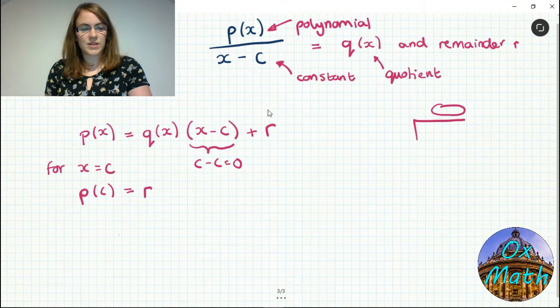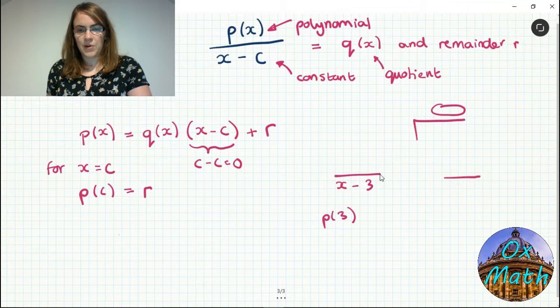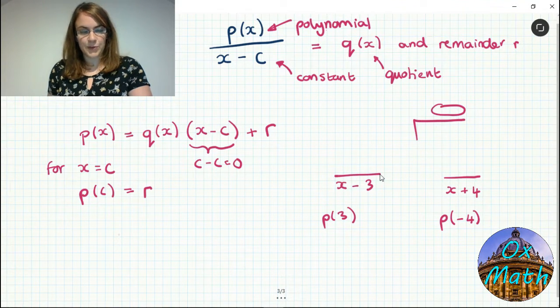So if you're not interested in what the quotient is, but just want to know what the remainder would be, you can plug in your value. So if we were dividing a polynomial by x minus 3, you would want to plug in the value 3. If we were dividing our polynomial by x plus 4, we would want to plug in the value minus 4, because plus 4 is minus 4.